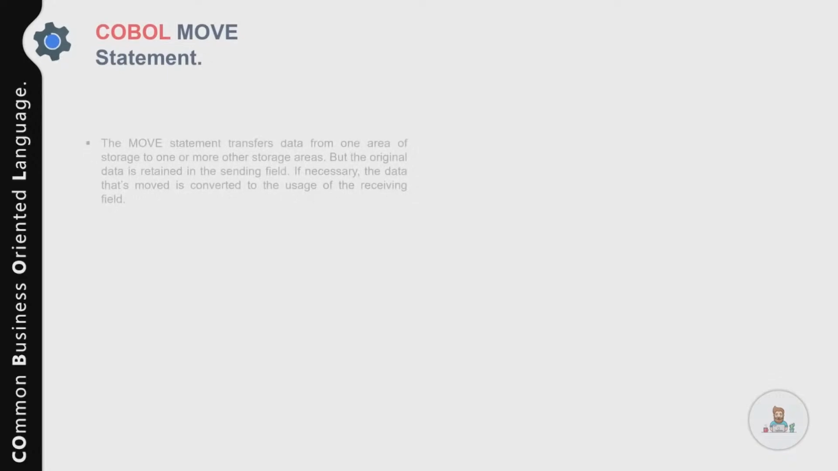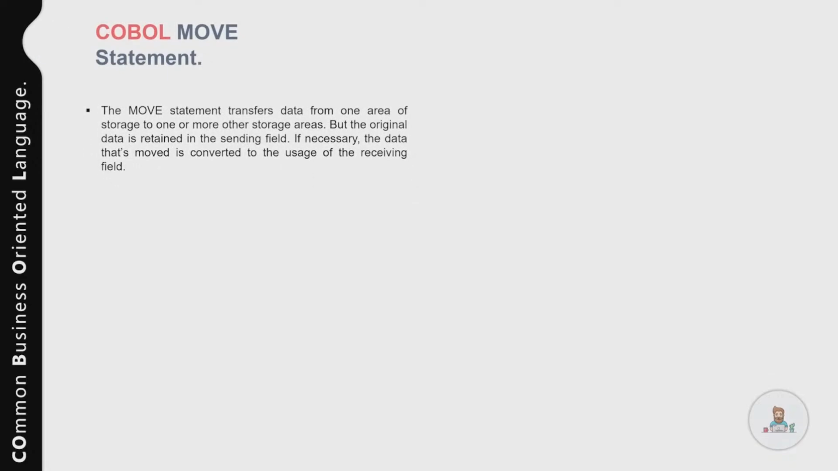Now let's talk about the COBOL move statement. By definition, the move statement moves data from a literal or a sending field to one or more receiving fields. But the original data is retained in the sending field. It is necessary that the data being moved is converted to the usage of the receiving field. Apart from that, the source and destination identifiers can be group or elementary data items.